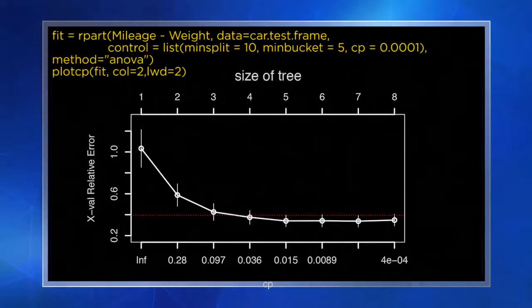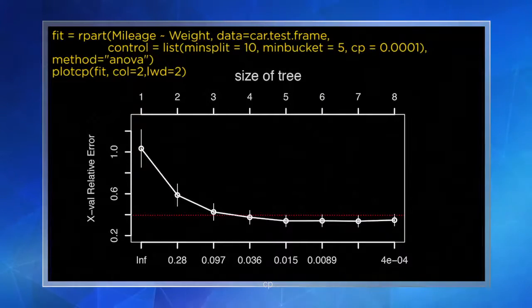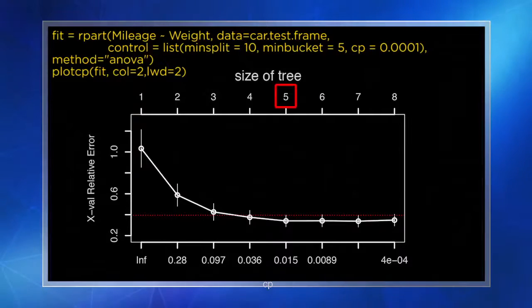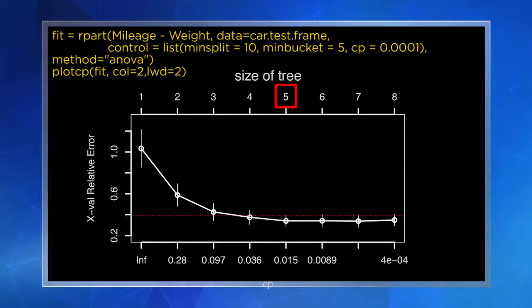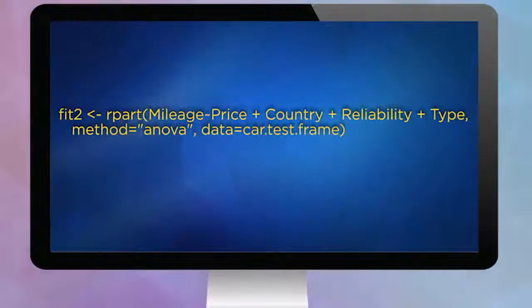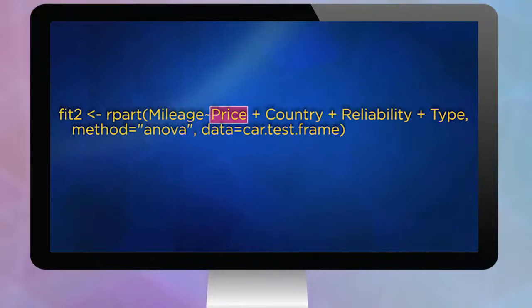Now, the red line you see here is a guide for the cutoff value for our complexity parameter. Here you see the optimal choice of a tree is size 5, since this is the first value that falls below the red line. Now let's create a regression tree that predicts car mileage from price, country, reliability, and car type.